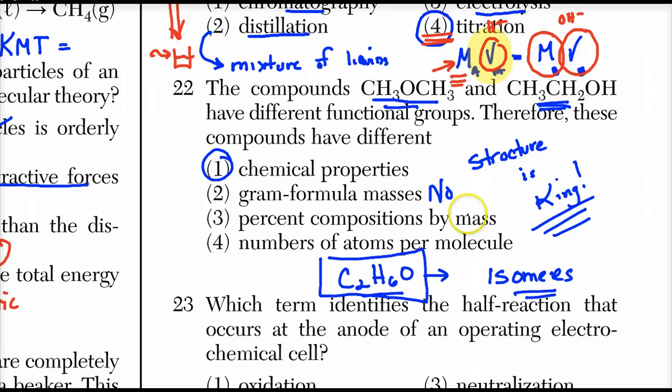So they don't have percent composition of mass? No, because they have the same what? Makeup. Numbers of atoms per molecule? No, for the same reason. Remember, they're isomers, so all of these for isomers would be no. Same formula, different structure. So 22 is 1.